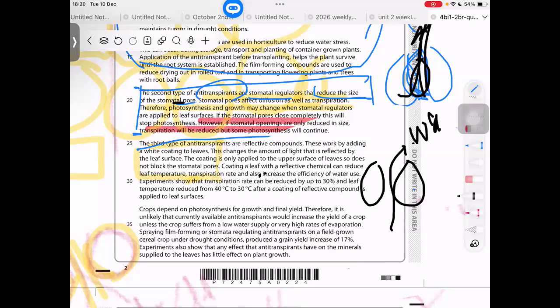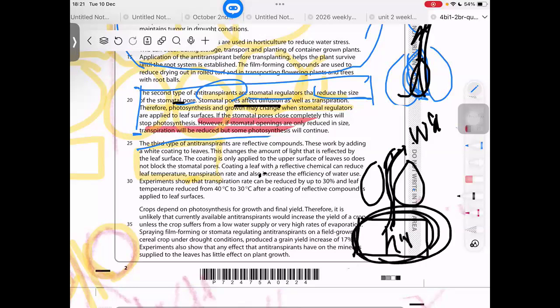So here they have said, you can see stomatal pores affect diffusion as well as transpiration. Diffusion means, basically, transpiration also happens due to diffusion. Movement of water molecules from a region of high concentration to a region of low concentration. In Edexcel IGCSE, they say from a dilute to a concentrated area, right? That's how they say it in Edexcel IGCSE. So you can see photosynthesis and growth may change when stomatal regulators are applied to the leaf surface.